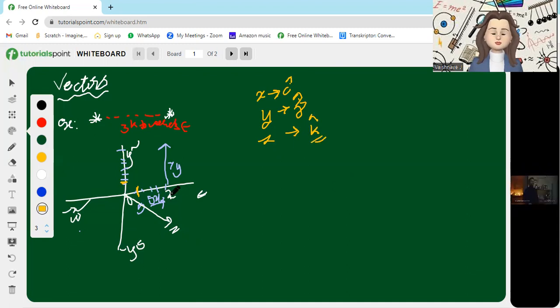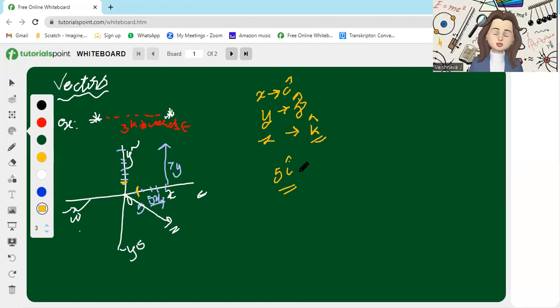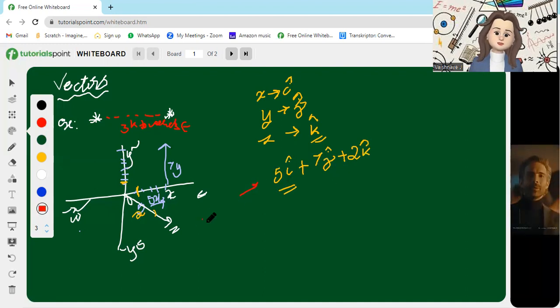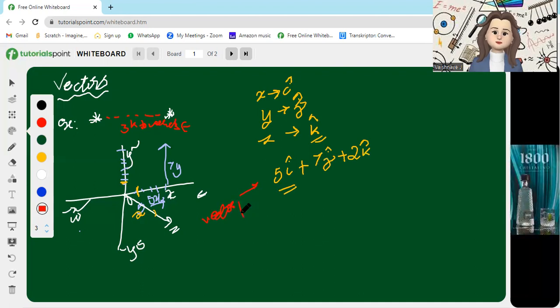So if you have 5 units towards your north or 5 units in your x-axis, it is represented as 5i cap. Clear? And then 7 units towards your north or 7 units in the xy plane towards y, it is represented as plus 7j cap. And if they give you 2 units towards your z-axis, then you write it as plus 2k cap. Clear? This is known as vector form.